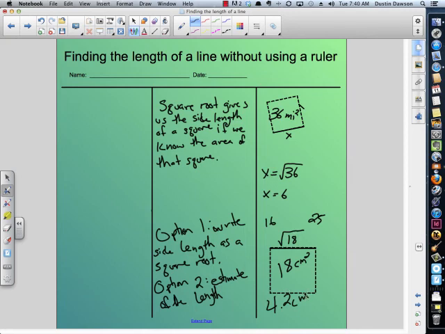Of course, I could get better if I used a calculator, or spent a little more time thinking about it, but 4.2 is a very good estimate of what the length of this line would be. So that's the part that I want you to do.